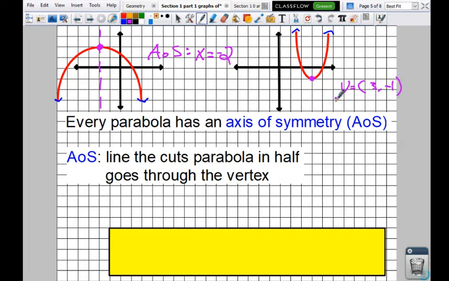Okay, my axis of symmetry is always going to be an x equals, and it's right here in the middle. My dashed line. And it's x equals the x in the vertex. So it is this number right there. x equals 3. If you found your vertex, you found your axis of symmetry.